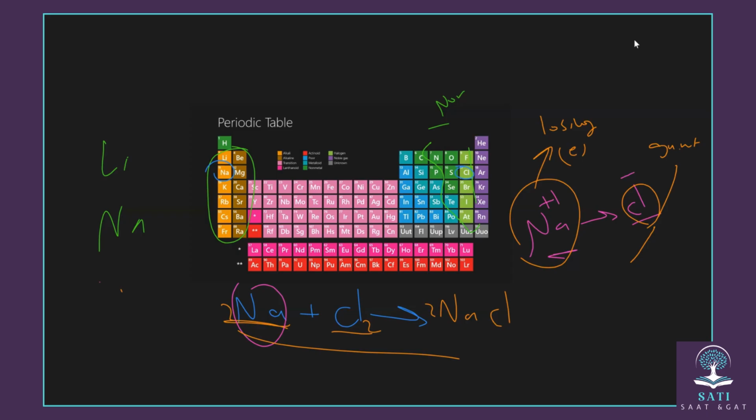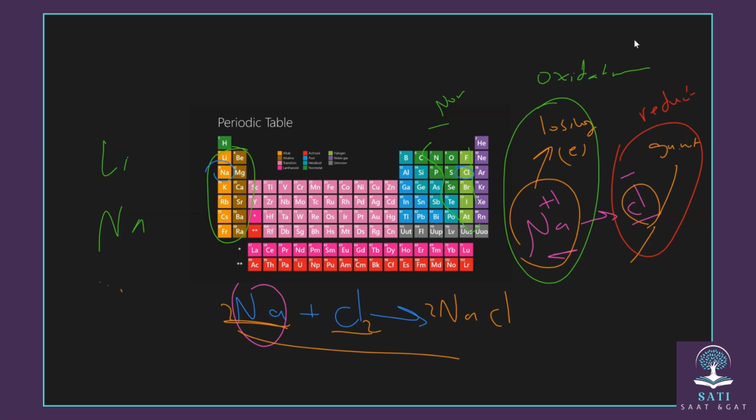So look here now, the process of losing electrons, we call it what? We call it oxidation. So what is oxidation? It is the process of losing electrons. Okay, now what is the process that happened for chlorine? It is reduction. So what is reduction now? Reduction is the process of gaining electrons.